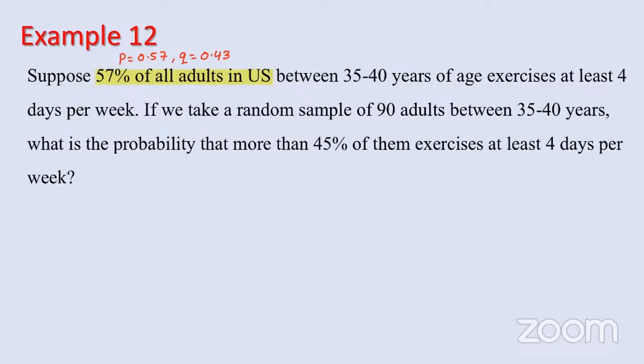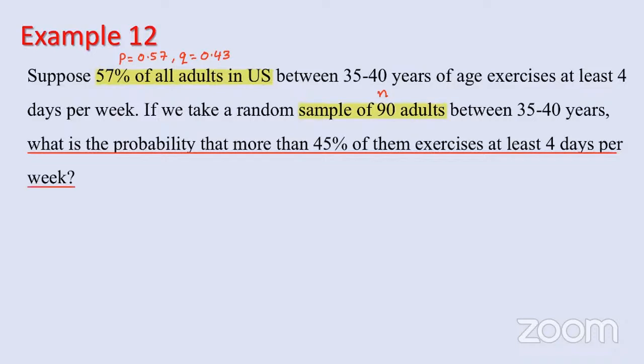Now we are talking about the sample of size 90. You can see there, sample size is 90. Let me also highlight that. So that's your n equal to 90 in the same group. We have to find the probability. What is the probability?